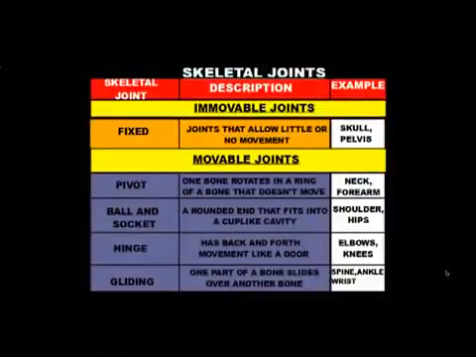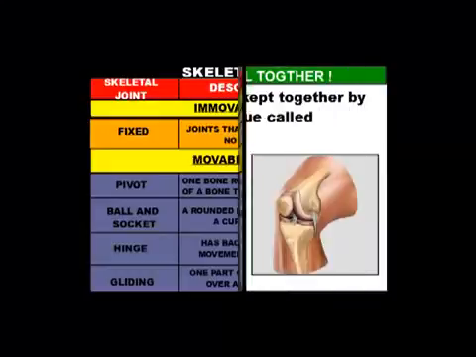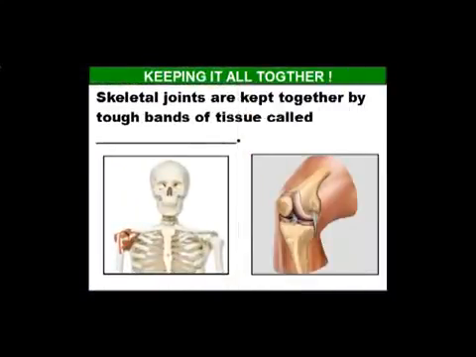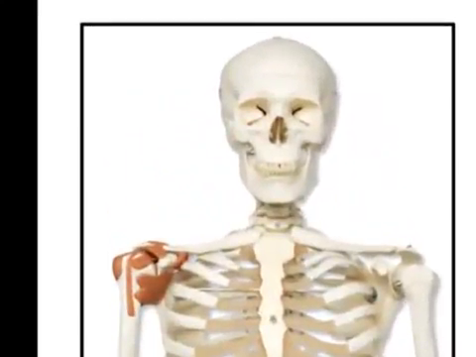Now the last topic we're going to talk about tonight is going to be about the materials that keep our bones together. So skeletal joints are kept together by tough bands of tissue called ligaments. If you take a look at the skeleton in the bottom left corner, look at its shoulder. You'll notice that there are brown materials covering the top of the shoulder where the top of the humerus enters the scapula, or the shoulder blade. That's your ball and socket joint, remember?